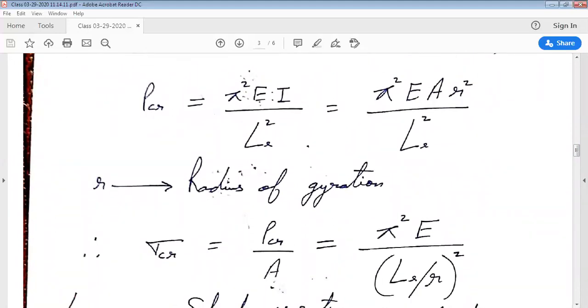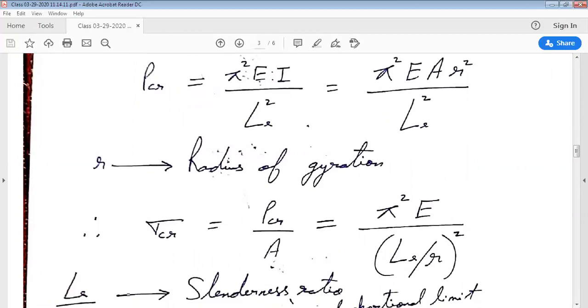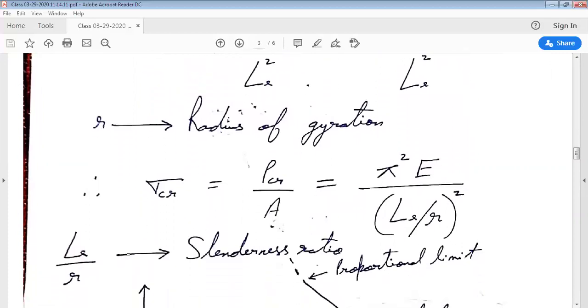Now taking capital A on the left hand side, we can arrive at the expression of critical stress, which is PCR divided by A, and that comes out to be pi square E divided by (LE by R) whole square. Now this LE by R is called slenderness ratio. Please appreciate that if slenderness ratio is large, then critical stress would be low. We want the critical stress to be large. So that means the slenderness ratio of a column should be as low as possible.